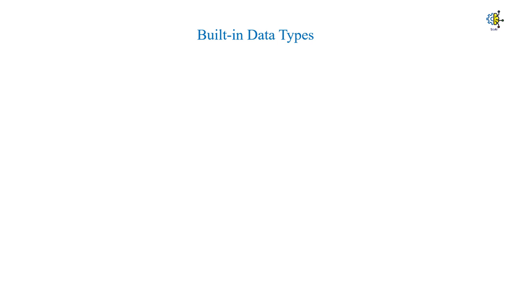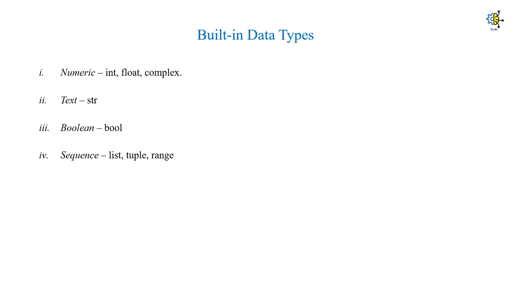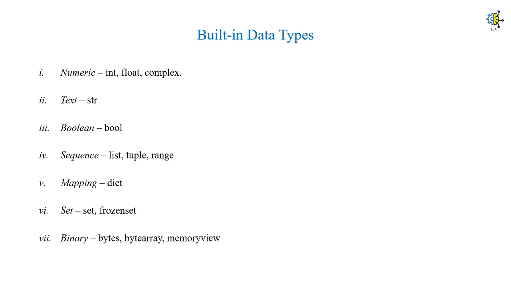Let's take a look at the built-in data types in Python. The numeric data types are int, float, and complex. The text data type is string. The Boolean data type is bool. The sequence data types are lists, tuples, and ranges. The dictionary is a mapping data type. Sets and frozen sets are set data types. Bytes, byte arrays, and memory views are binary data types.